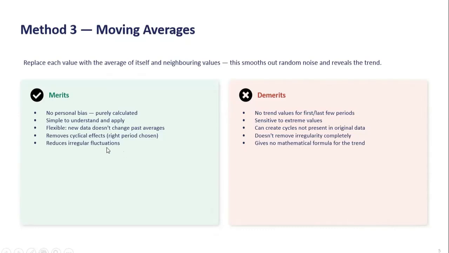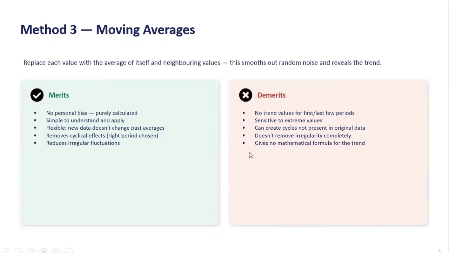Advantages: no personal bias. The trend values come purely from averaging. Simple to understand and apply. Flexible. Adding new data does not change averages already calculated. Removes the effect of repeating cyclical patterns if the right period is chosen. Reduces random fluctuations, especially with long enough cycles.